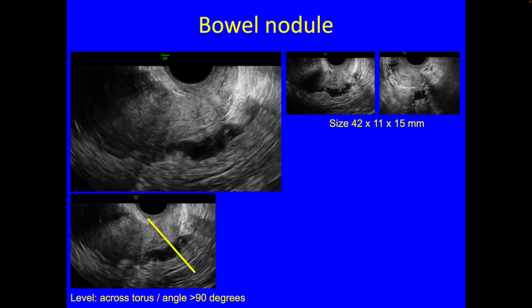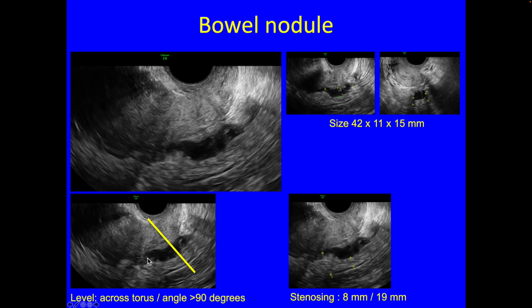Where is it? The level, there's the torus again. That's where the bladder sort of adheres to the uterus, internal os, torus. You can see this is lower rectum and upper rectum. And the angle, if you measure it that way, is more than 90 degrees. But it does look stenosing: if you look at the bowel diameter here and just above the lesion, it's halved.